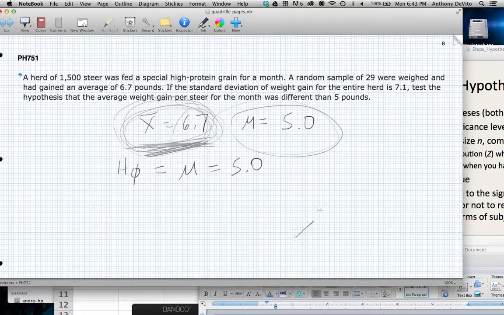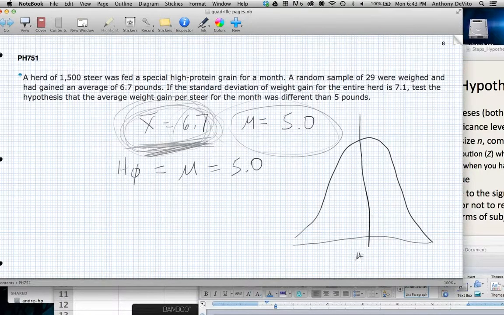Well, we're going to take a look at our normal distribution. Here's our normal distribution. Our expectation was that the mean was going to be 5.0. What was the mean for our sample? 6.7. That's way up here. Now remember, this is a sample. What was the sample size again? It's up here somewhere. 29. Sample size 29. So what's the probability that if the mean is really 5.0, we would get a result as high as 6.7?